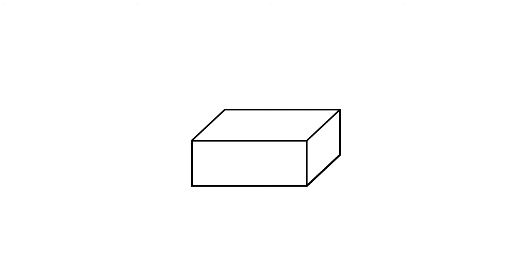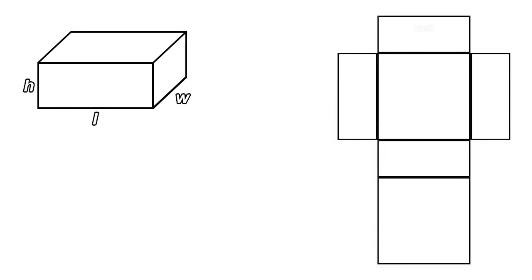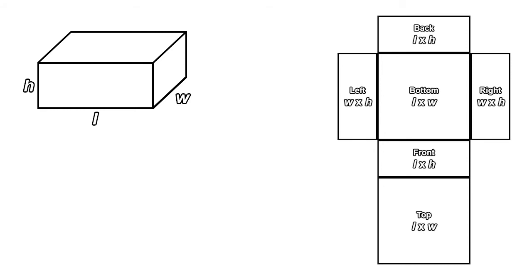Let's create an expression to represent the surface area for any rectangular prism with L as the length, W as the width, and H as the height. Let's begin by drawing a net. Then label the net with back, bottom, front, top, left, and right. Then label each face with the appropriate dimensions using variables L, W, and H to represent the length, width, and height.